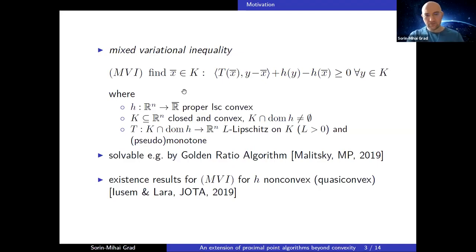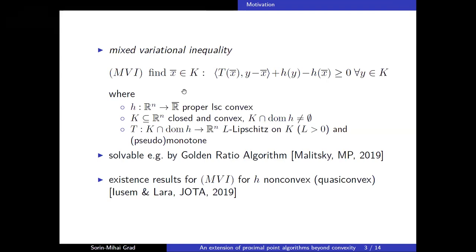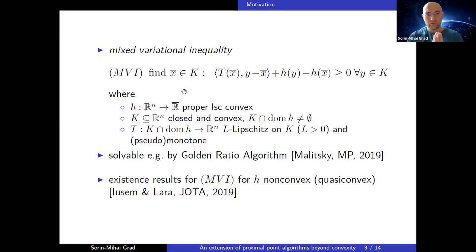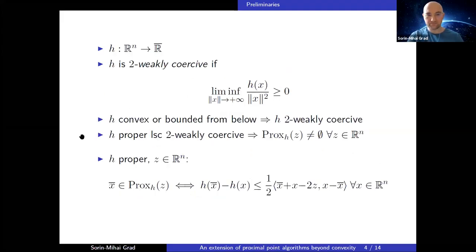What we did was introducing a new class of generalized convex functions. We call them prox-convex. And we have shown that both the proximal point algorithm and this golden ratio algorithm of Yura still converge in the case of this generalized notion of convexity.